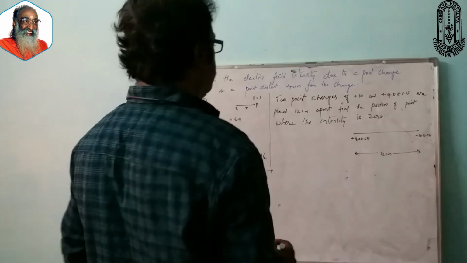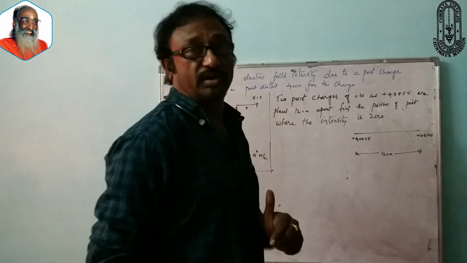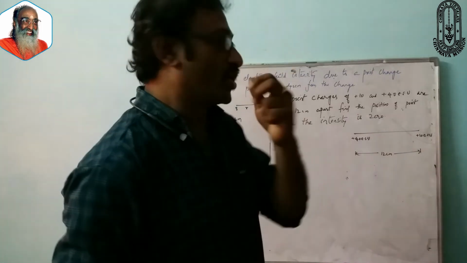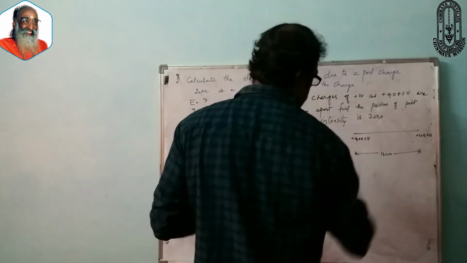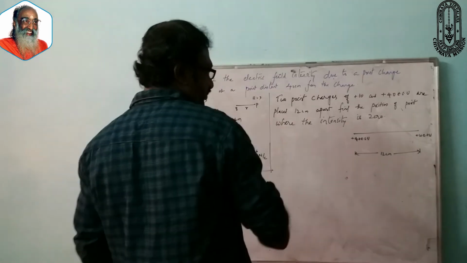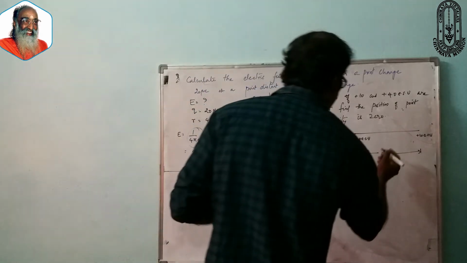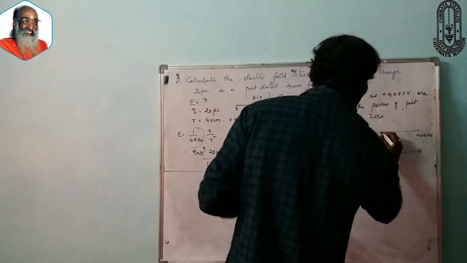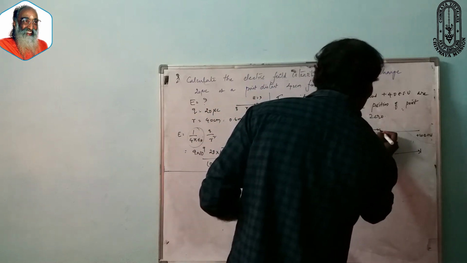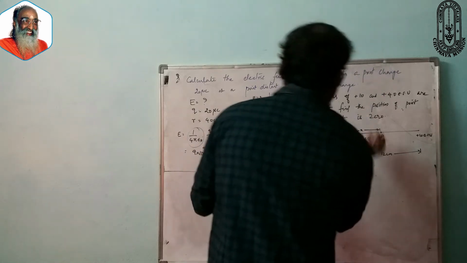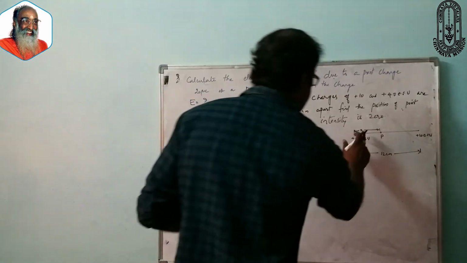Now find the position of the point where the intensity is 0. That means we have to find where this neutral point is. We don't know where the neutral point will be because the charges are not equal in magnitude. One is the bigger one, the other one is smaller in magnitude. So let us think it is somewhere here. Let this be at a distance x from the 40 ESU. The point P is at a distance x, unless we assume that we cannot go with the problem. Now, if this is x, how much will this be?